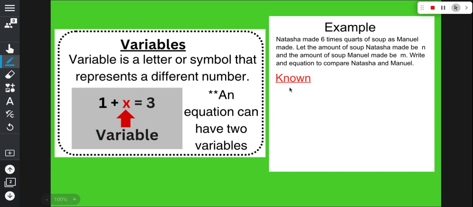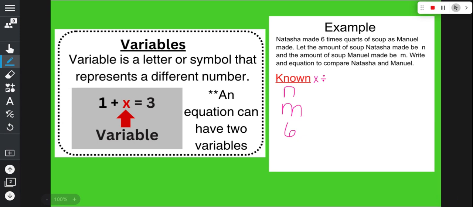If Natasha made 6 times the quarts of soup as Manuel made, let the amount of soup Natasha made be n, so that's one of our knowns. Let the number that Manuel made be m, and our change amount was 6, and it used the word times, so we know we're going to work with multiplication or division type problems. So now it says write an equation to compare Natasha and Manuel.